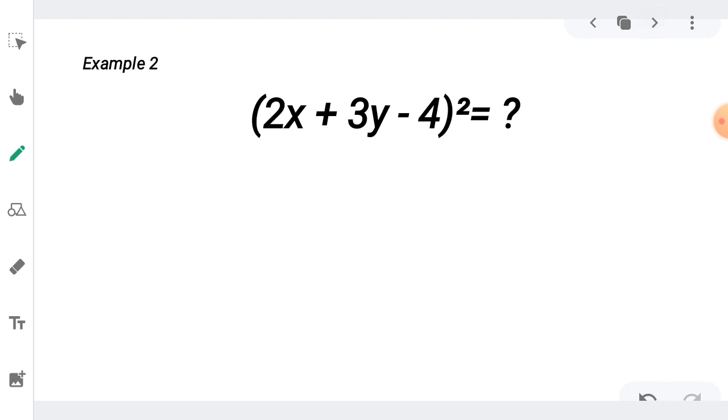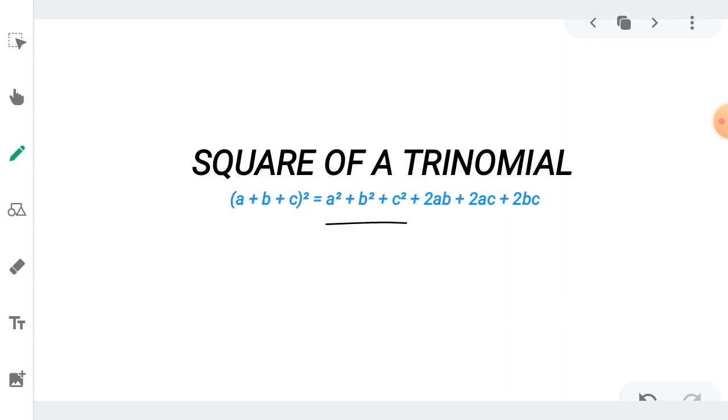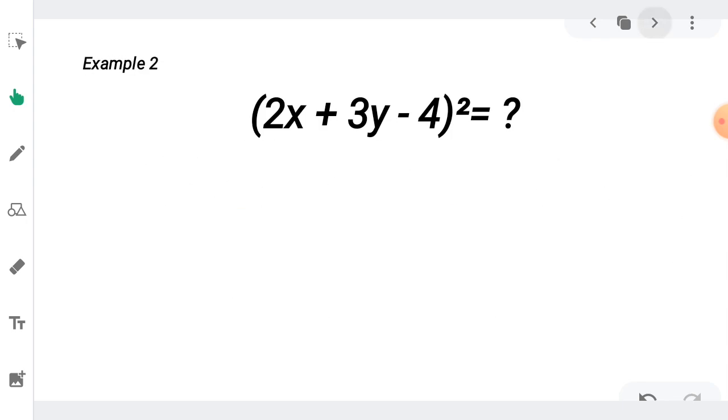Next, example number 2. How about a negative in the third term, or the last term? So again, let's follow the pattern, or these steps. Square the first term, which is 4x squared. Positive 3y squared is 9y squared. Square the third term, which is negative 4 squared, is positive 16.